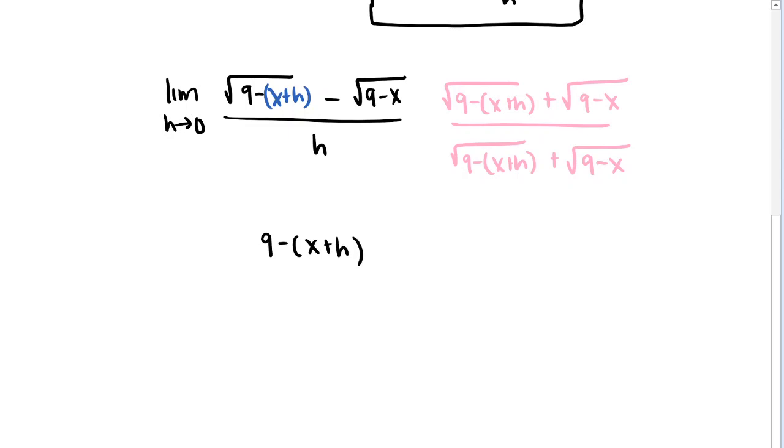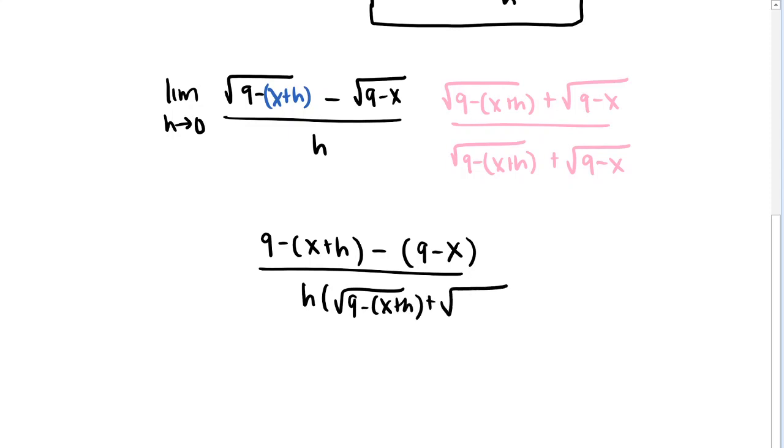And then here we'll take away the square of the second term, so 9 minus x, right? The square of the square root of 9 minus x underneath the square root would give us just 9 minus x. So here this would be h times the square root of 9 minus x plus h plus the square root of 9 minus x.